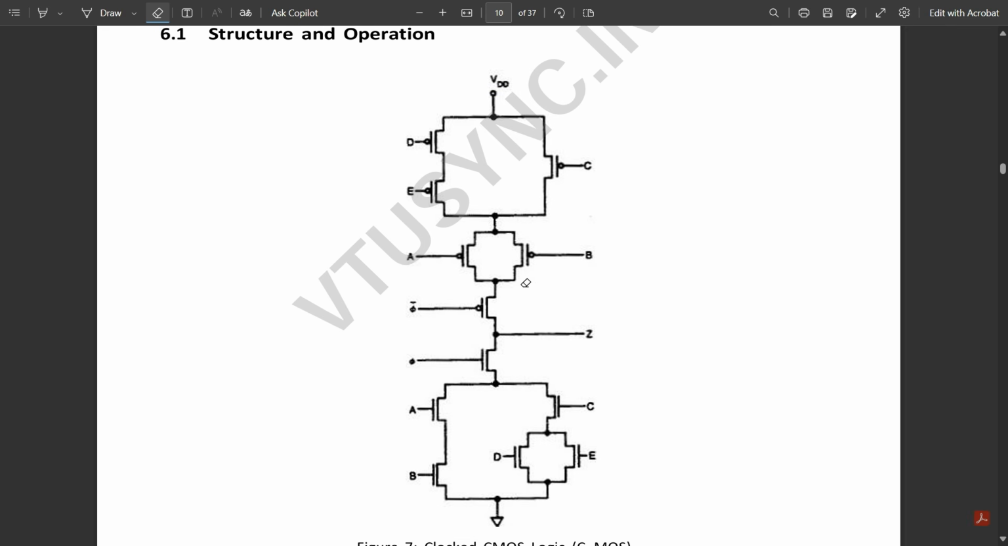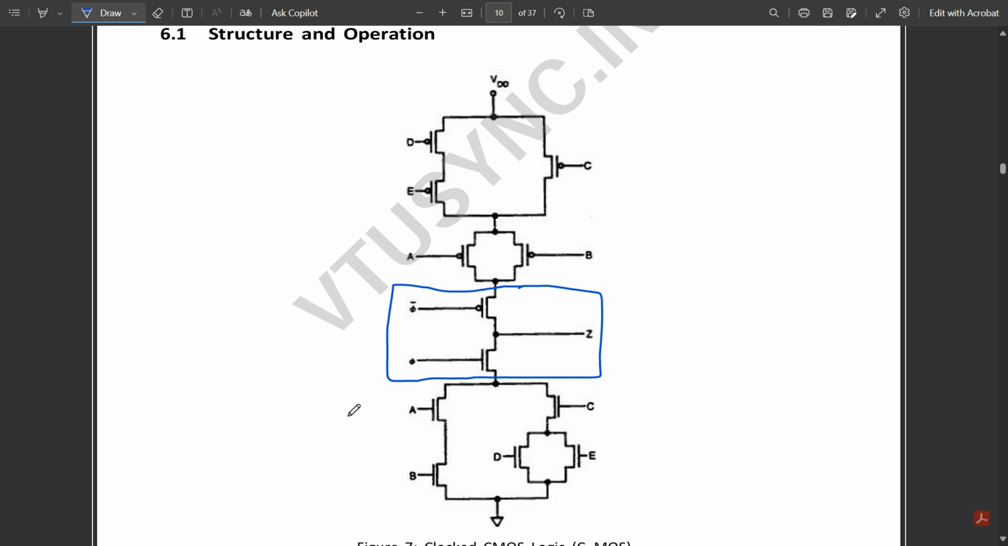Again, we have taken the same example, AB plus C into D plus E. If you compare this with the CMOS design, it is similar, but there is one change here. Observe this part carefully. In the CMOS design, between the pull up part and pull down part, we directly take the output, right?